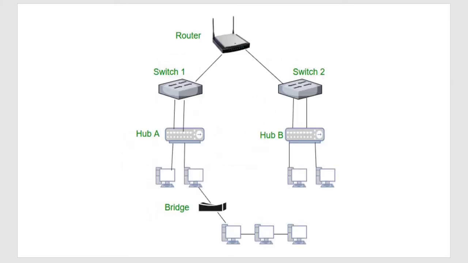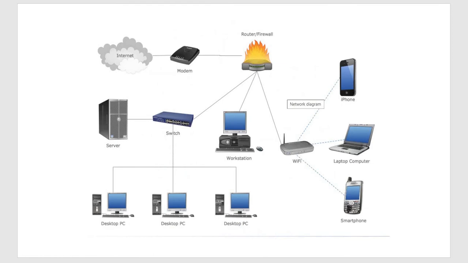This is another example of a network. You've got hubs, you've got switches, you've got a router, and a bunch of computers. This is another example of a network, a little bit more complex. You've got Wi-Fi, you've got iPhones, you've got a computer, you've got the server, a modem that's connected to the internet, and then a firewall.